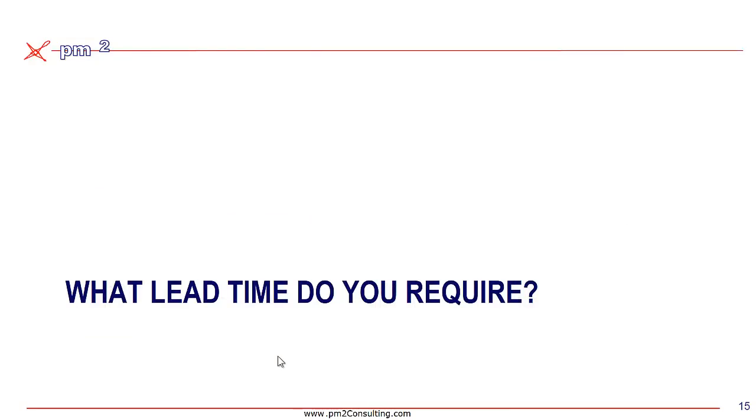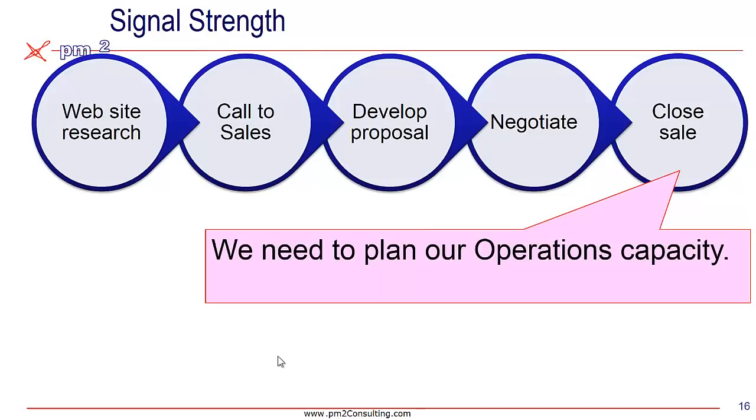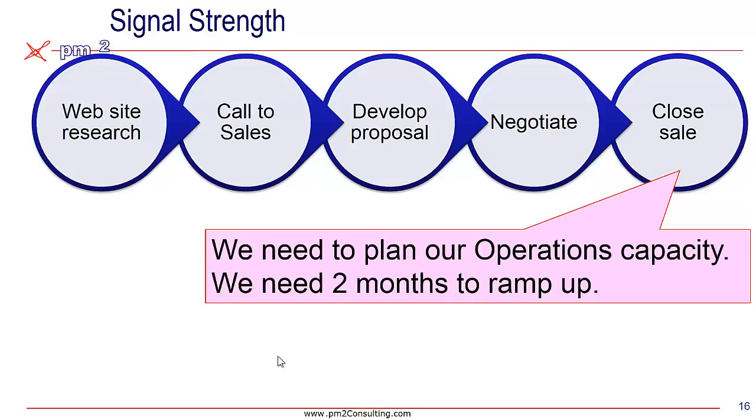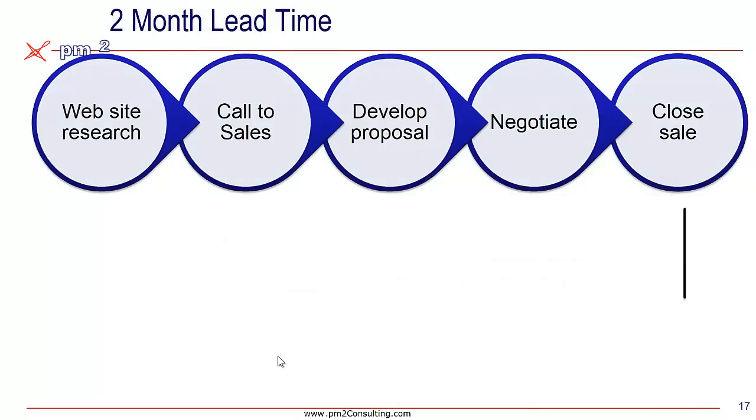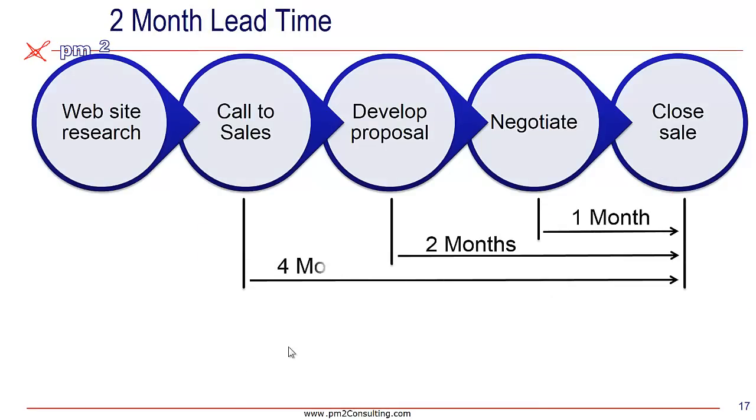Now the second attribute is how much lead time do you need? Well, let's say we've got a business problem. Maybe we need to plan our plant's capacity. And to do that, we need 2 months of lead time to ramp up our capacity. So if we take a look at this process, we might discover that there's 1 month of lead time between when someone negotiates with us and we close the sale.